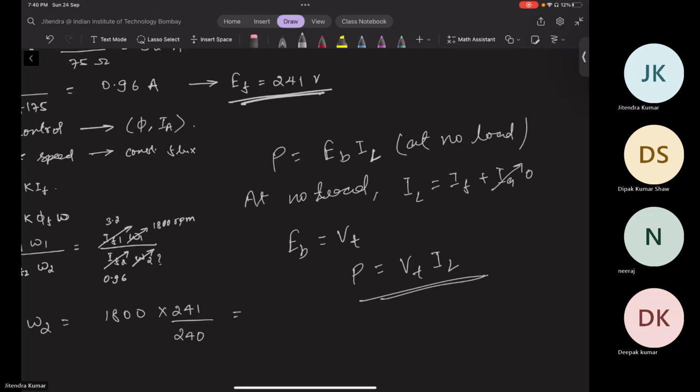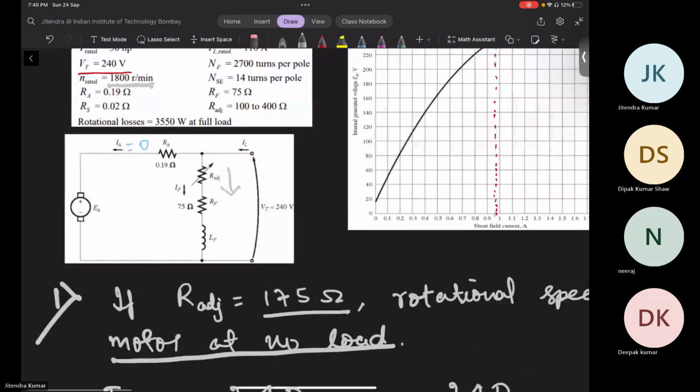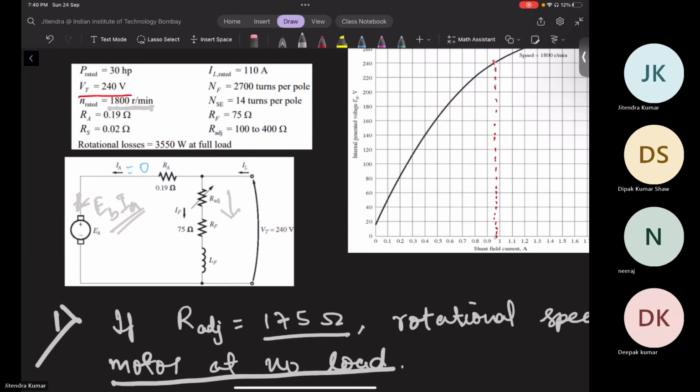Okay, I got your point. So you are saying at no load some portion should go to the armature also, so EB into IA will be there. That is what he is saying. Yes, sir, EB into IA will be equal to 3,555 watt. Yes, sorry, I forgot that point. So at no load, to supply those losses, this EB into IA will be generated in case of rotation.